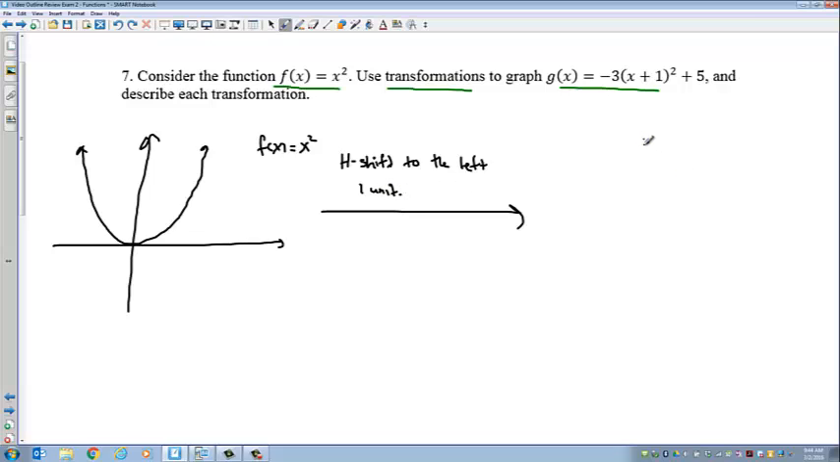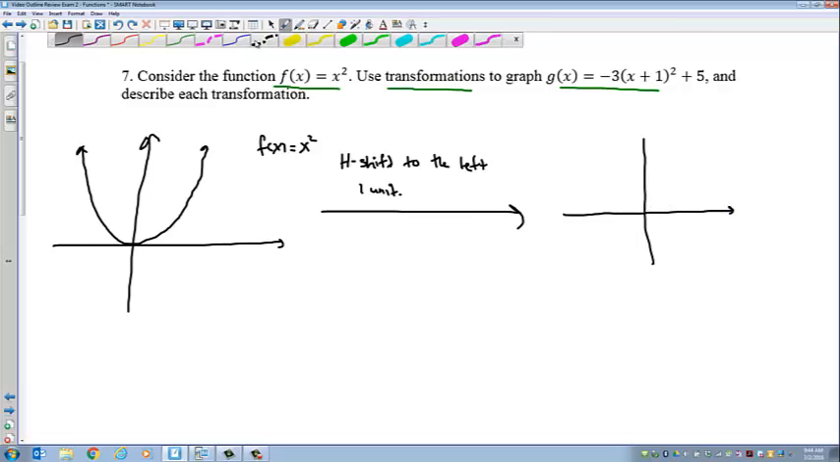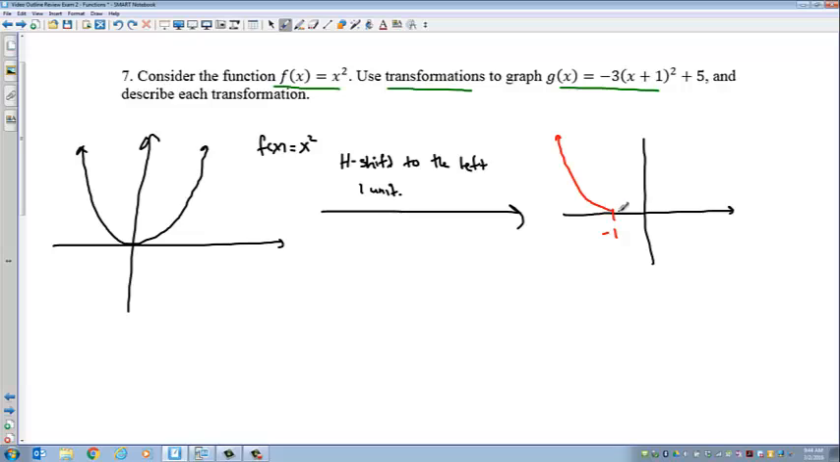So my resulting graph, when you shift this to the left 1 unit, it goes from here, and let's do this in a different color, let's do it in red. It goes from the origin to -1. And so we just copy the graph again. It's just shifted over right there.